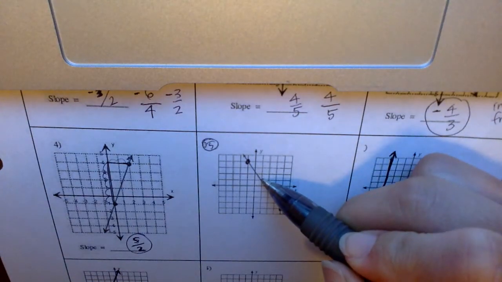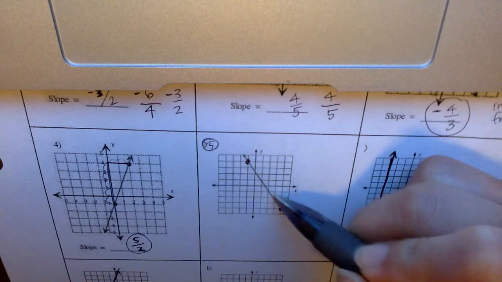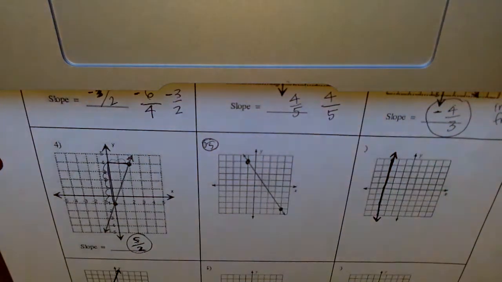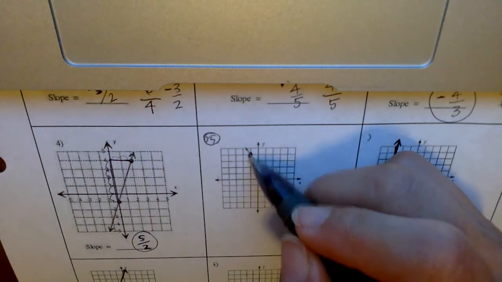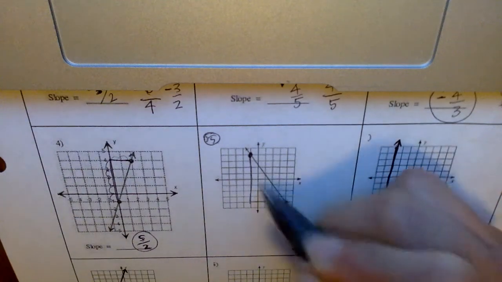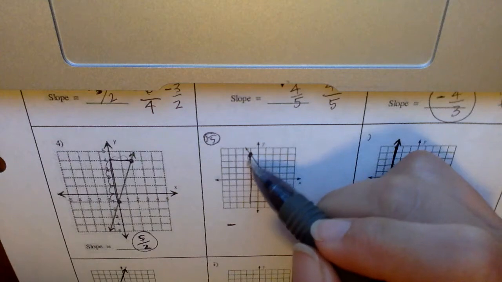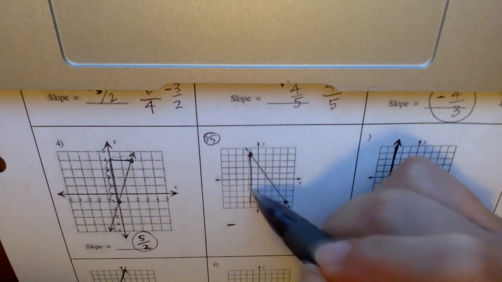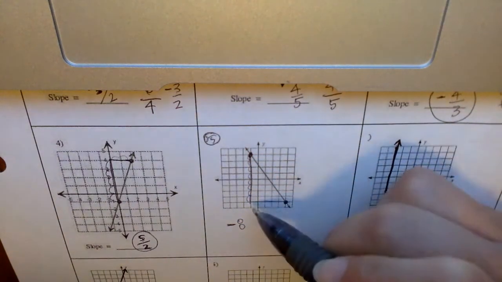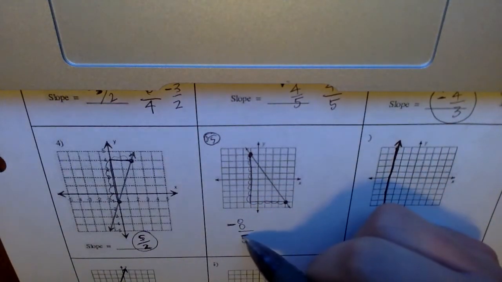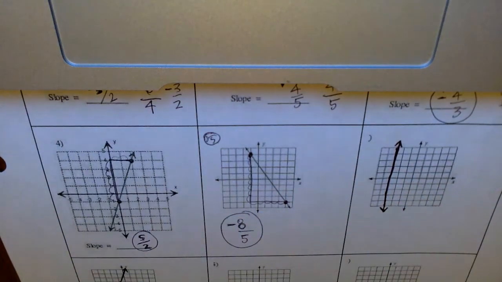That one kind of is, and that one kind of is, but not as good as these 2. So when we count, if you like to make a triangle, make a triangle. If not, I already know this is negative. My line is going down, so I'm just going to count. 1, 2, 3, 4, 5, 6, 7, 8. 1, 2, 3, 4, 5. And we leave it as improper. I cannot reduce, so my slope would be negative 8/5.